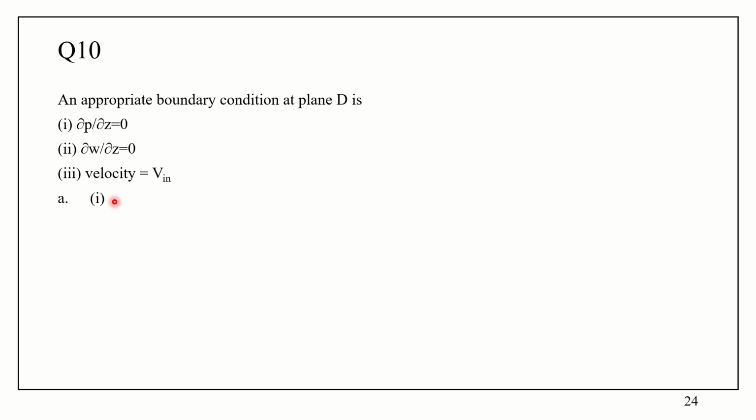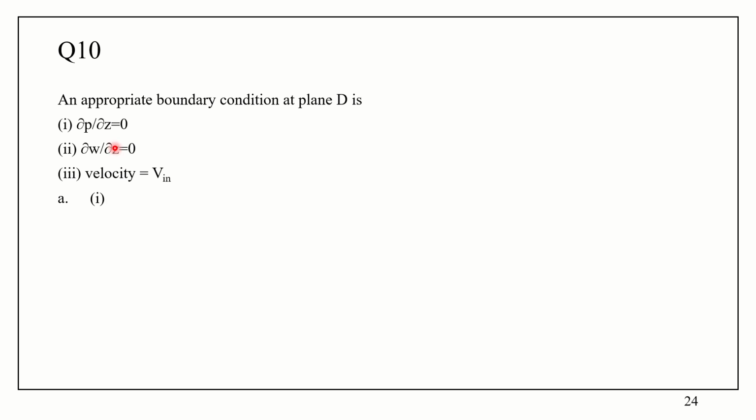So we had A, B, C and D planes. A plane is the inlet and D plane is the outlet. B is the mid plane, and C plane is 0.1 times L ahead of the outlet plane. So now at the outlet plane, what boundary condition will we be giving?